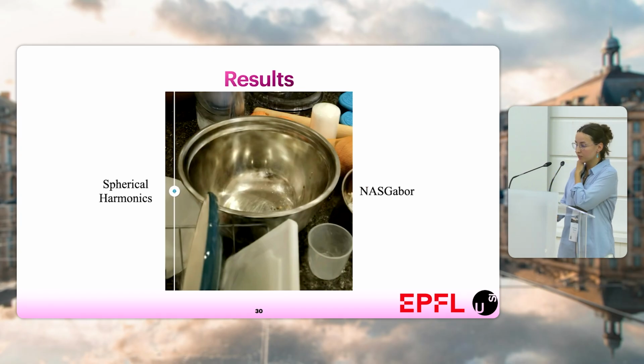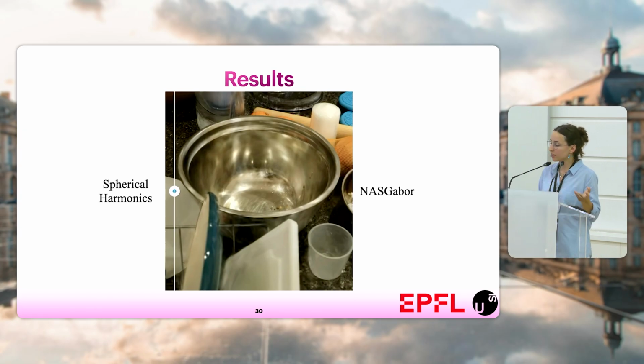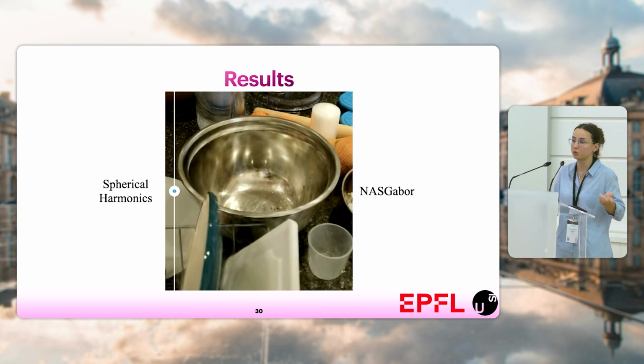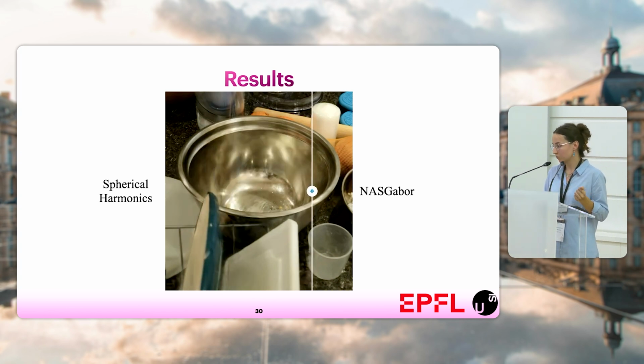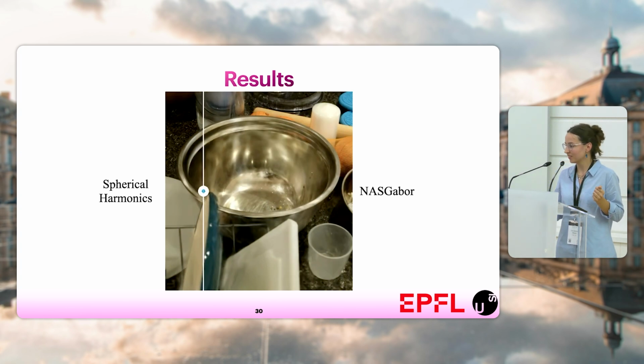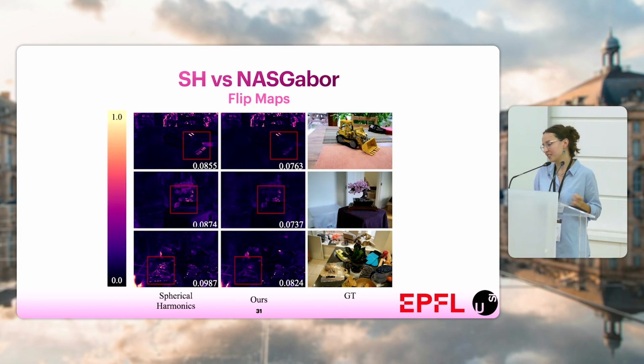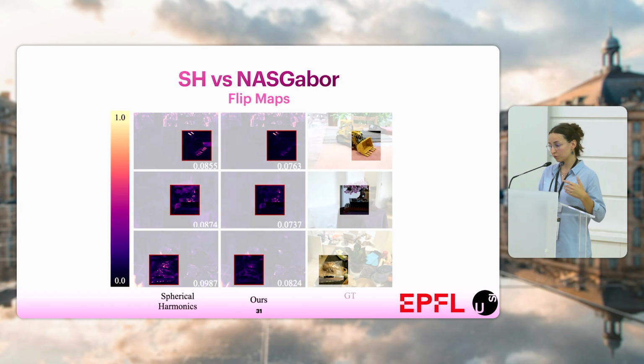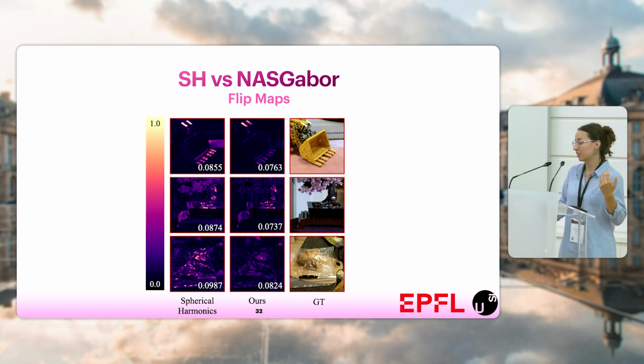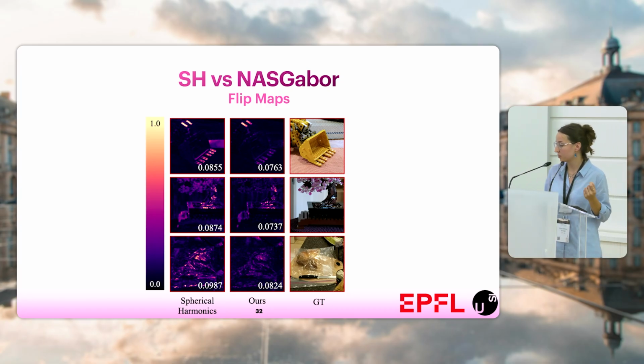And here are the results. So we evaluated our kernel. For that, we selected some scenes containing strong specular reflections and compared the rendered results with those produced with spherical harmonics, which are visible here. Okay. And to highlight the differences, we visualize error using FLIP maps. In these maps, brighter color indicates a larger difference between the rendered image and ground truth. And as we see, our kernel consistently produces lower reconstruction error than spherical harmonics, particularly in regions with strong specular reflections.